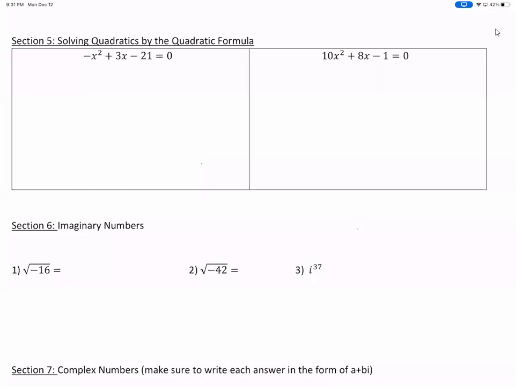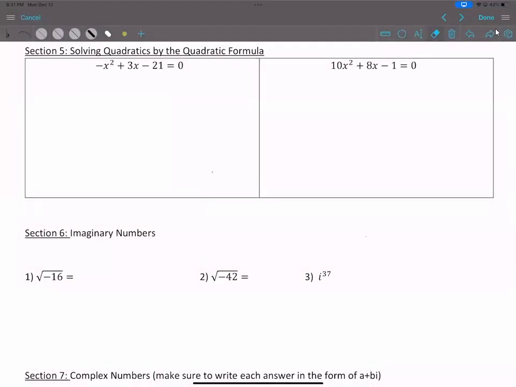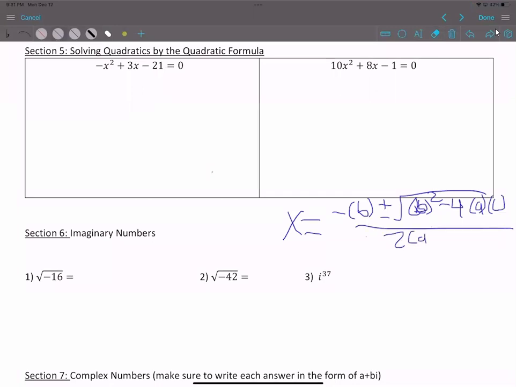All right, so up here looking at section 5, we got some quadratic formula questions. So let's jump in. You're going to need to know the quadratic formula. I'm going to write it down here on the bottom. It's negative b plus or minus the square root of b squared minus 4 times a times c, all over 2 times a. But that is something you're going to need to know for your quiz, so make sure you review that.